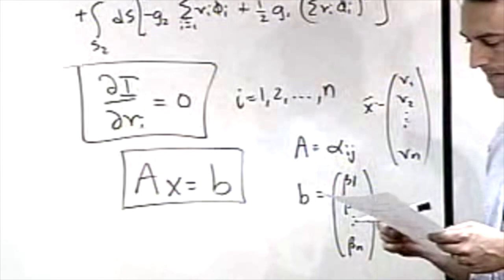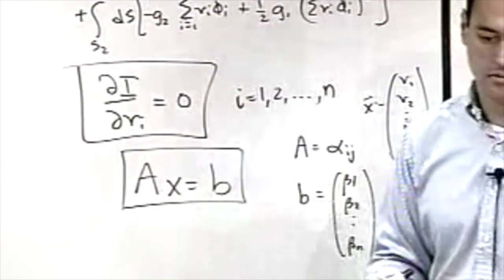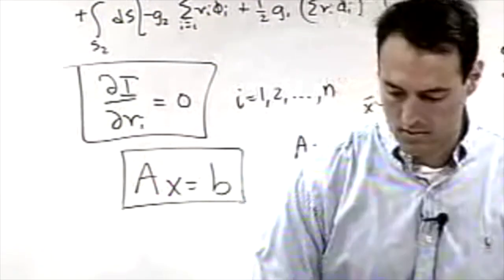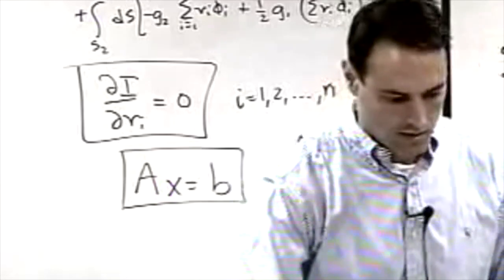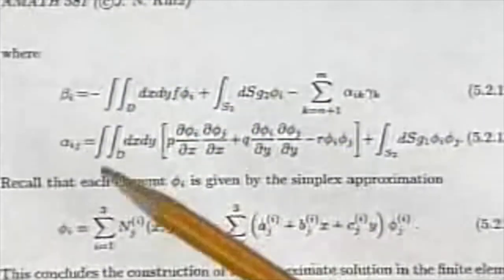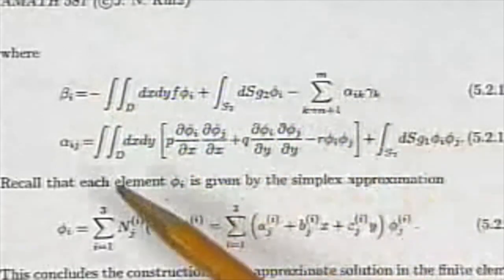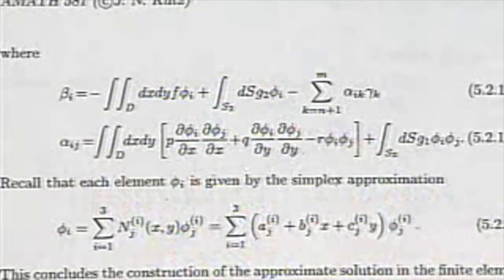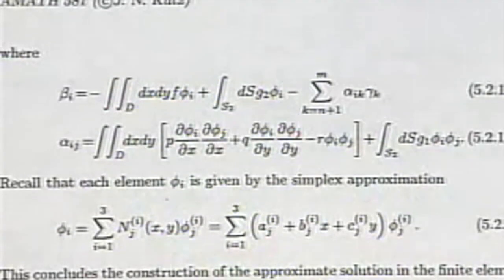And to spare more pain, let's look right here. Right here are the formulas I've given. Okay. Here are the betas. Here are the alphas. Couple things to notice.